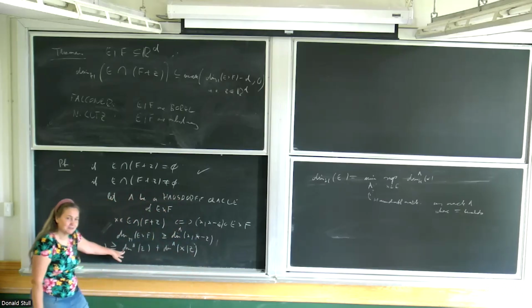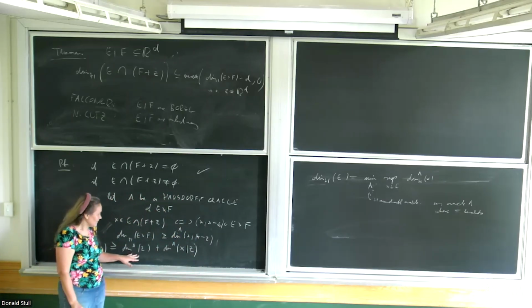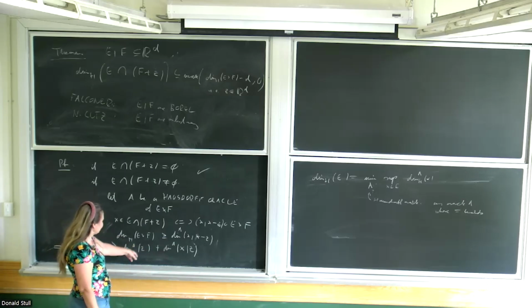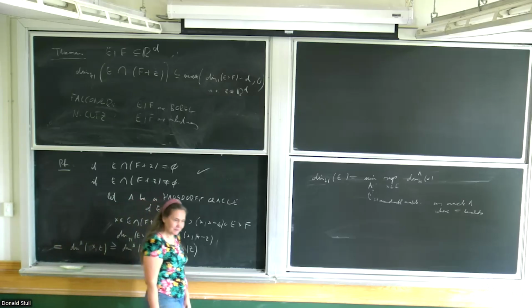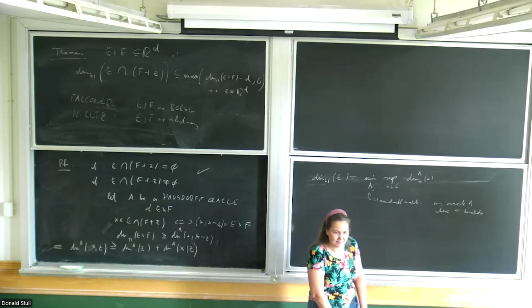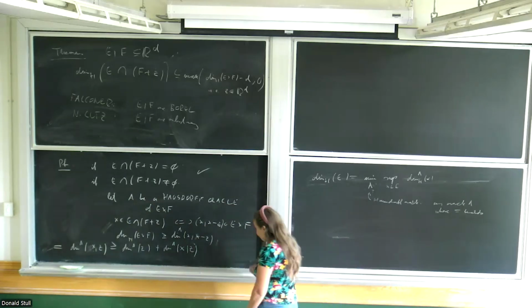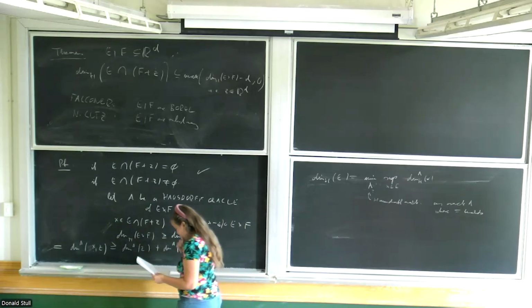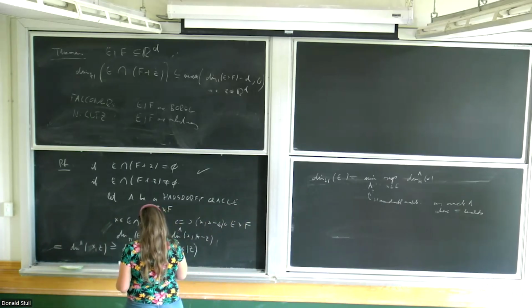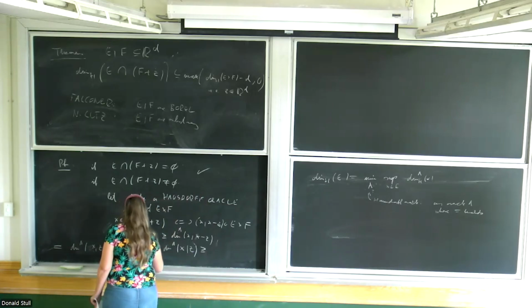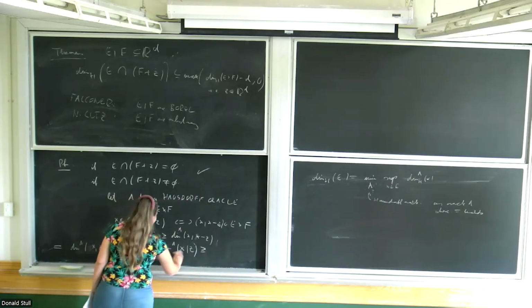So before I wrote this down in a fixed scale, now I take the lim-inf, and I just use that the lim-inf of a sum is at least the sum of the lim-infs. That's what this inequality says. Okay, so the last thing, this term here and this term here, I have to look at them separately.